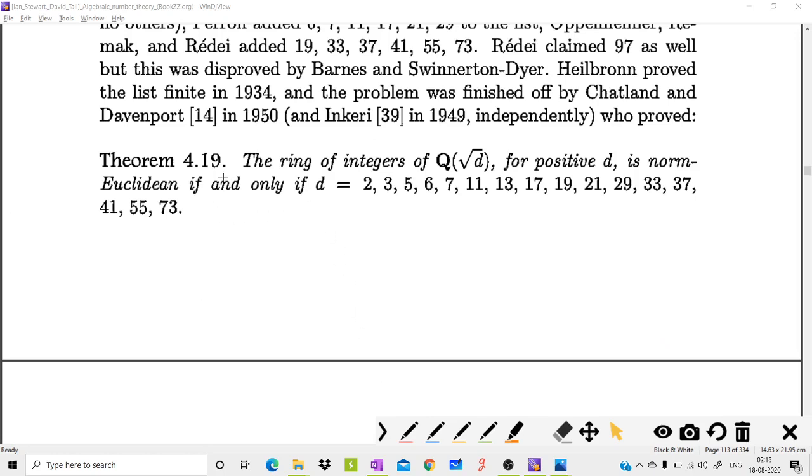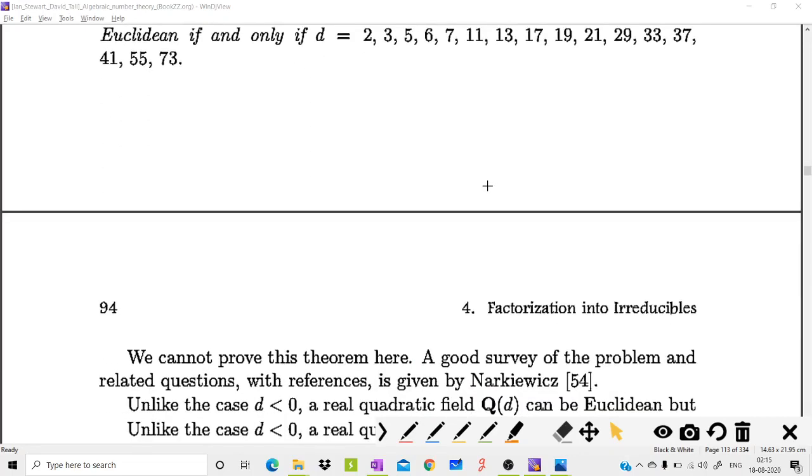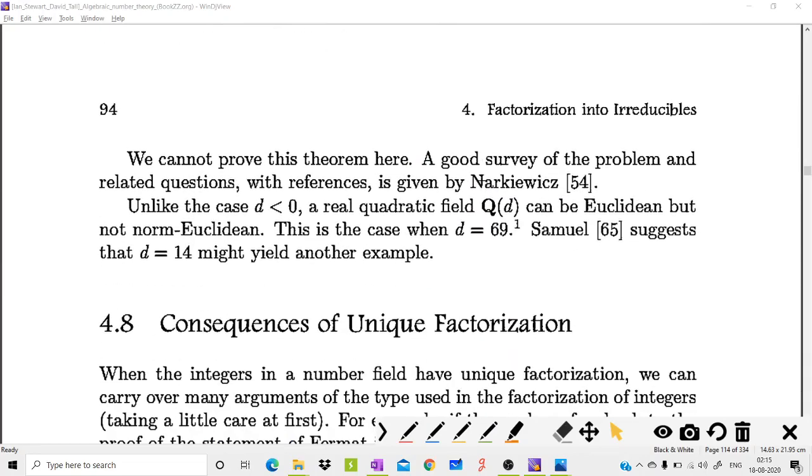Next is theorem 4.19. We will not prove this theorem in our syllabus. This is out of our scope. But the statement is very important. The ring of integers of Q of root D for positive D is non-Euclidean if and only if D is equal to these values. Okay, this is the study of the quadratic Euclidean domain corresponding to D as positive numbers. So it is already stated that we cannot prove this theorem.